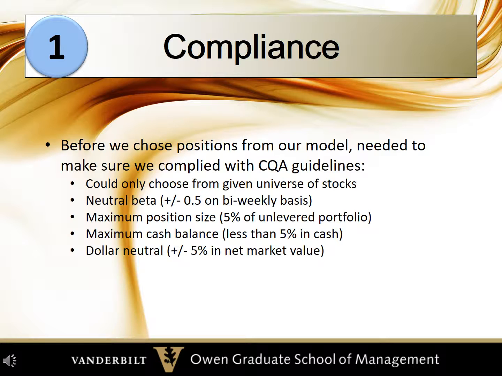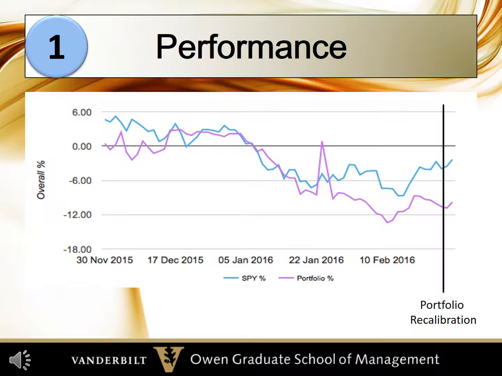The other guidelines included a maximum position size, which was an initial investment of 5% of the unlevered portfolio, a maximum cash balance, which had to be less than 5% of our total portfolio, and being dollar neutral, which meant staying within plus or minus 5% of our net market value.